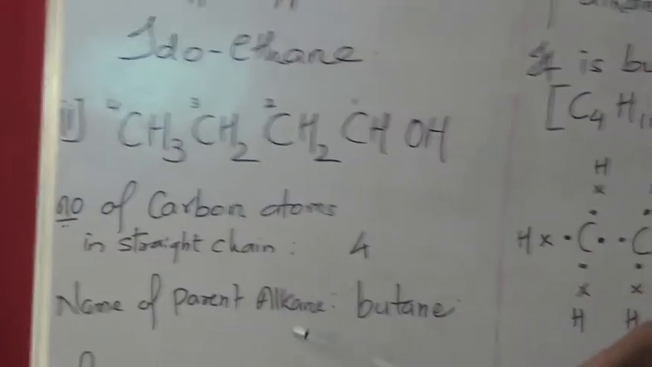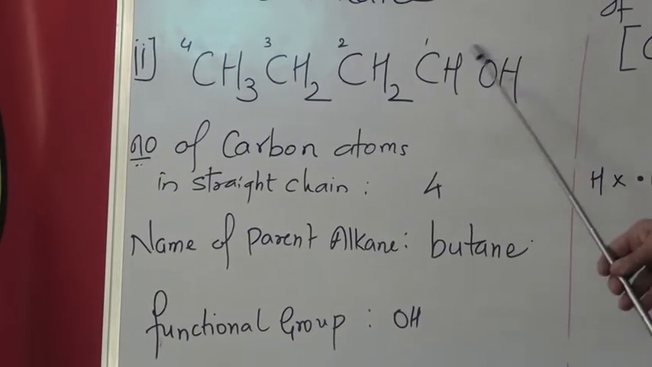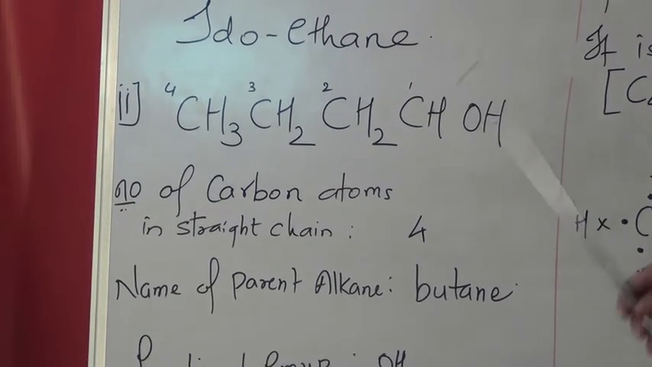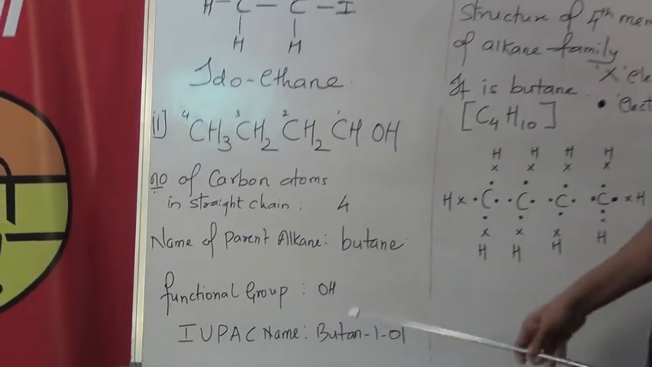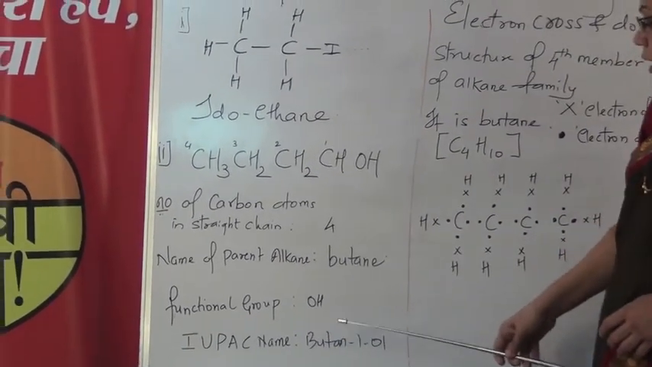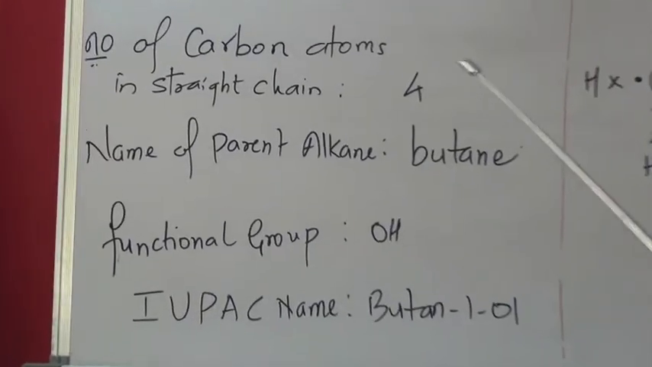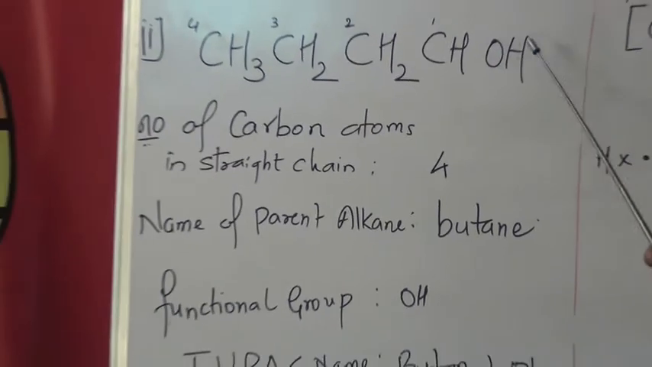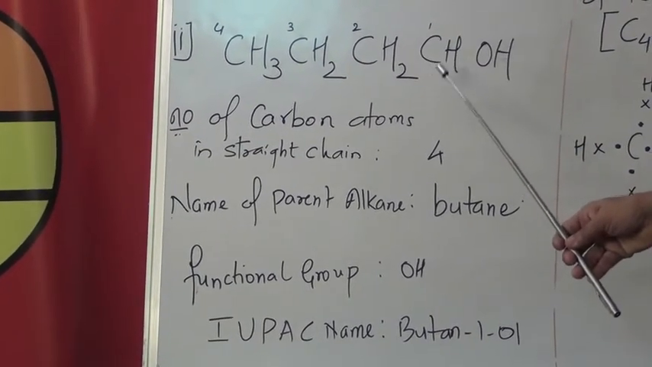Therefore, the name of the parent alkane will be butane. The functional group attached to it is OH, that is alcohol, and hence the IUPAC name of this particular compound will be butan-1-ol, or we can even call this butanol. We put 1 here because the OH group is attached to the first carbon atom in the chain.